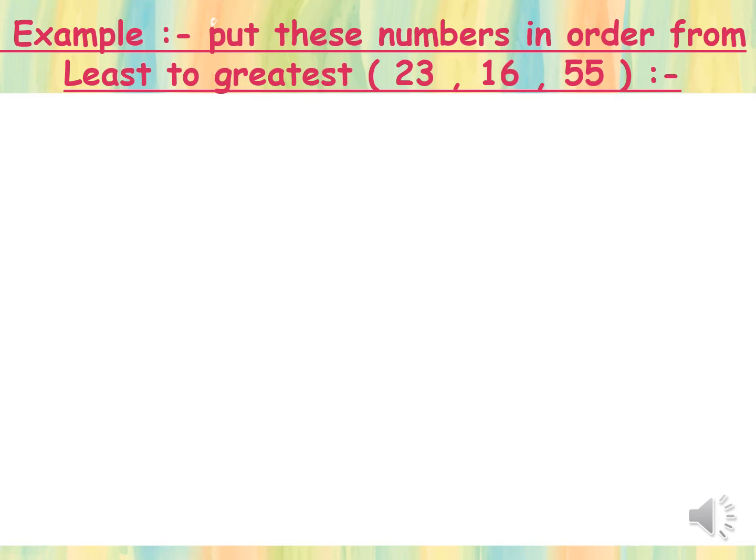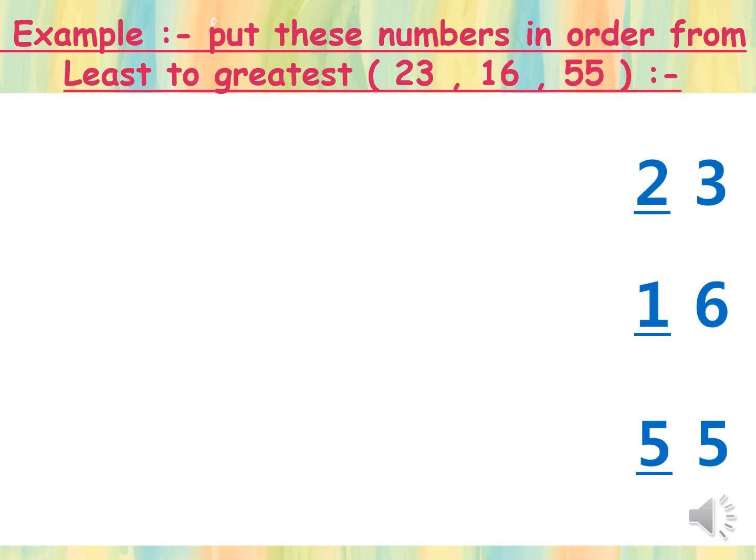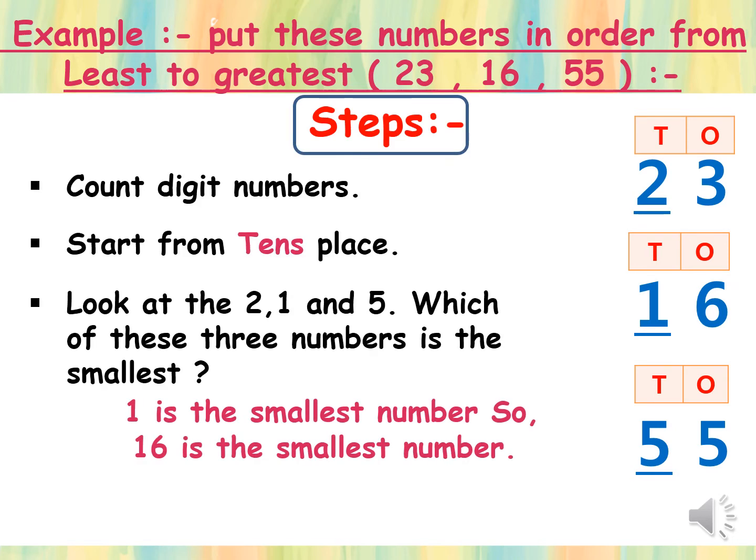Okay, let's answer. We have here 23, 16, 55. First thing I do, I put my places: ones, tens, as we do. Okay, then steps. First step, count the digits. Okay, we have here 2 digits, 2 digits, 2 digits. So they have equal digit numbers.